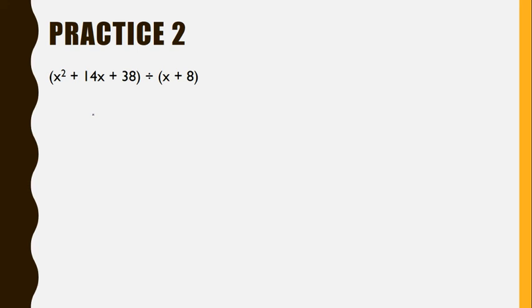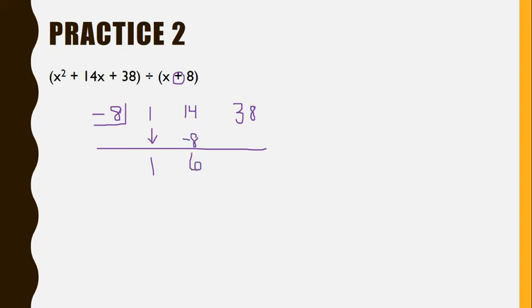Alright, so now that you've had a chance to do it, let's go ahead and go over it. We need to be careful on this one, because see here how we have a plus 8? That means our a is going to be a negative 8. Then we have x squared coefficient is 1, x coefficient is 14, and our constant is 38. So now we're going to bring down that 1, multiply 1 times negative 8 gives us a negative 8. Add down, we get a 6.